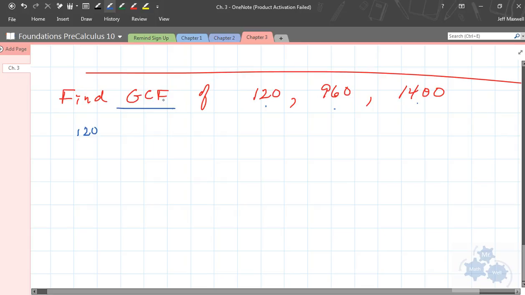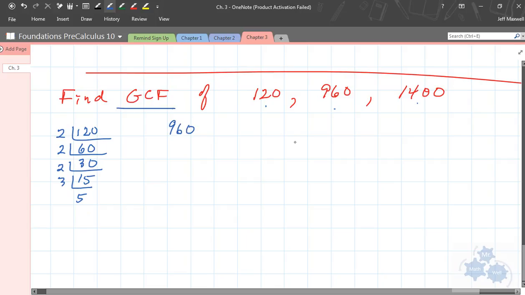120, let's break it down to prime factors. So divide that by 2, what do you get? 60. Let's divide that by another prime number, let's say 2, 30. Divide that by 2 again, 15. See, if you can divide by 2, those are really easy, so keep going as long as you can. 15 can be divided by 3, and you get 5. So that list is now complete.